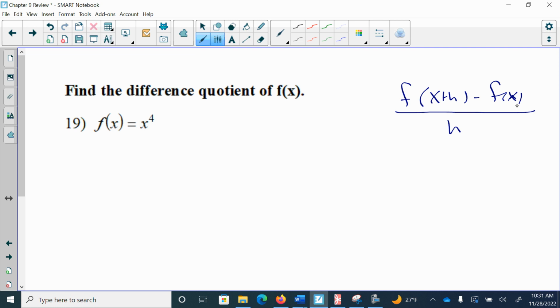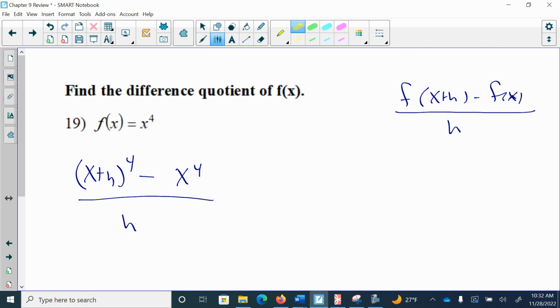So in order to do x to the fourth, to do the difference quotient, I'm going to have to take x plus h to the fourth minus x to the fourth all over h. Just a reminder that raising this x plus h to the fourth is finding f of x plus h, and then this is f of x right here.